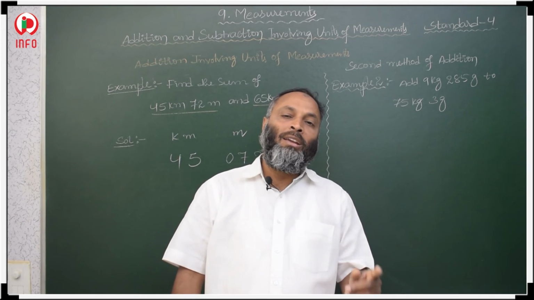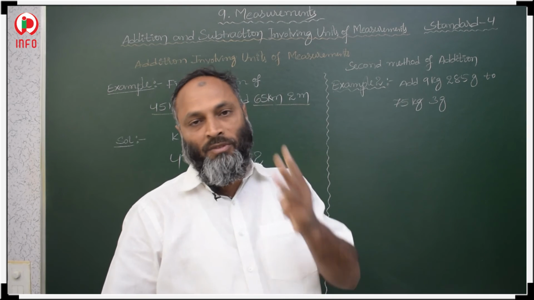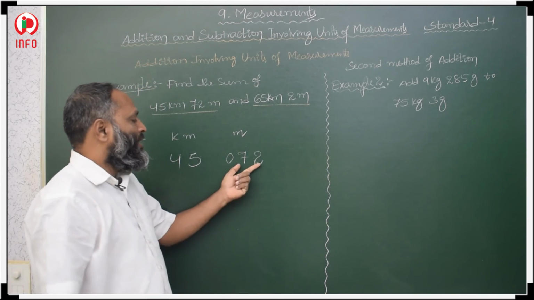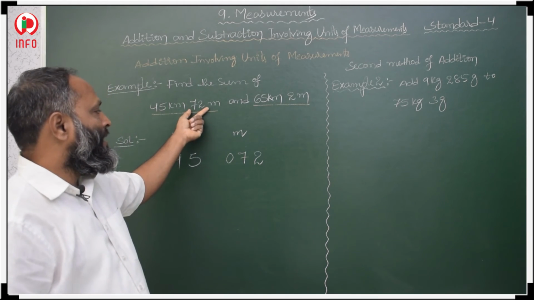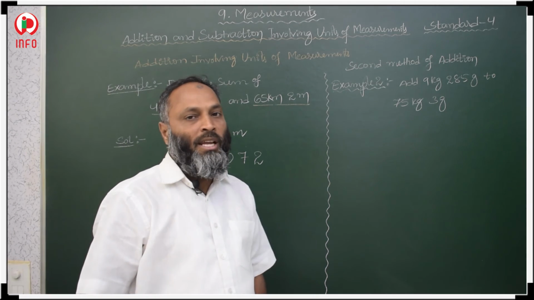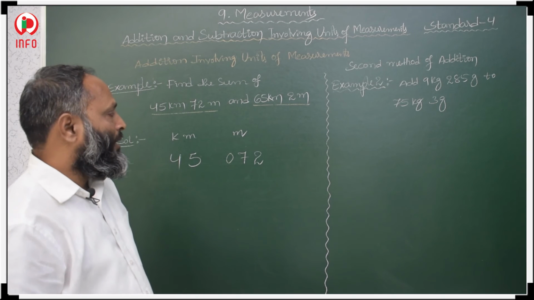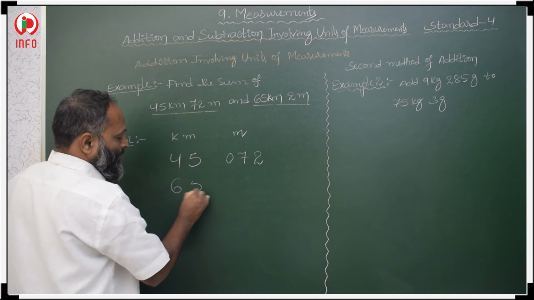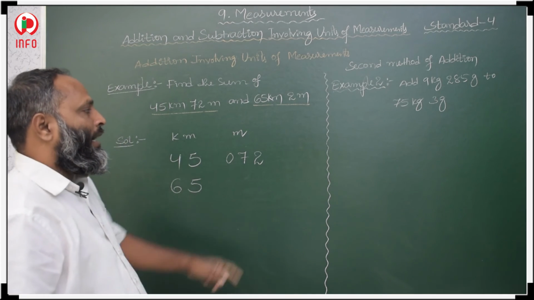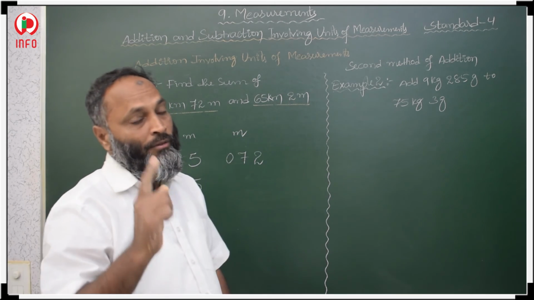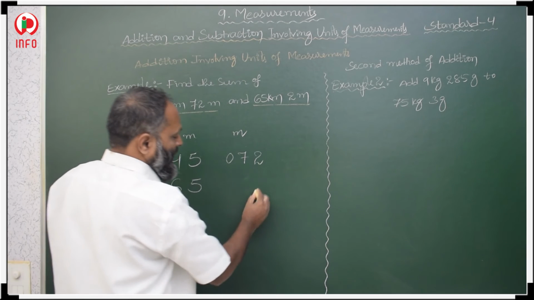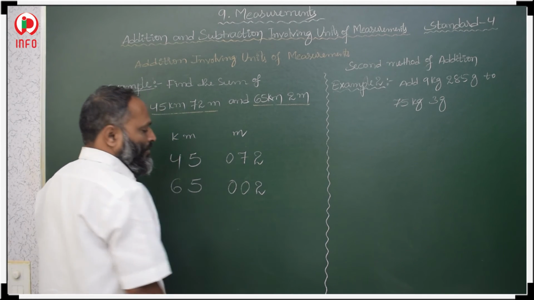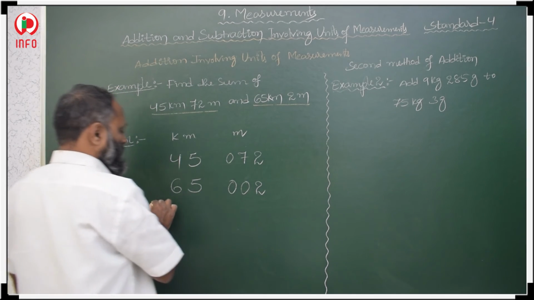Whenever we are adding kilometers and meters, in the meters place we should have 3 places: ones, tens, hundreds. That is why we have 3 places. Here only 2 places are given, so in the hundreds place we should take 0. This we should remember. Then in the second one, 65 kilometers and 2 meters, in the meters we have only 1 digit. That 1 digit we keep in the ones place of the meter, then in the remaining 2 places keep zeros. Now add.